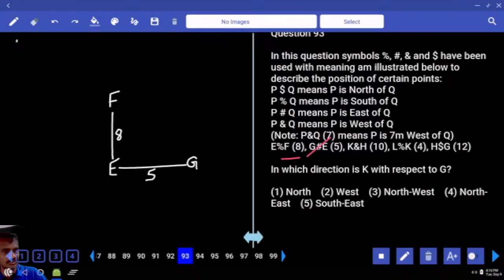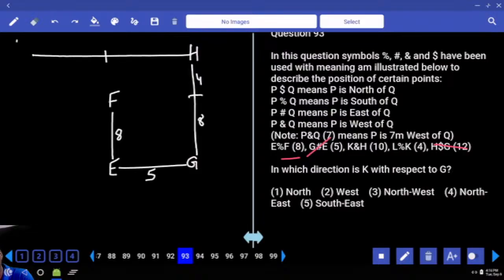Then next one, H dollar G. H is to the north of G, 12 meters. Now this is H, which is to the north, and the distance is 8 plus 4, 12. Then K and H: K is to the west of H, 10 meters. Now up to here this is 5, and this is 5, and K is to the west of H, that is 10 meters.